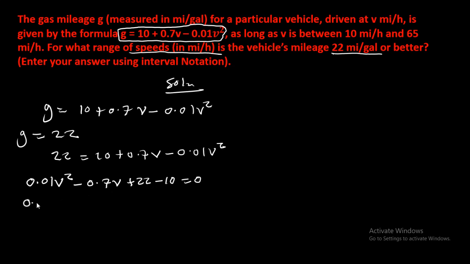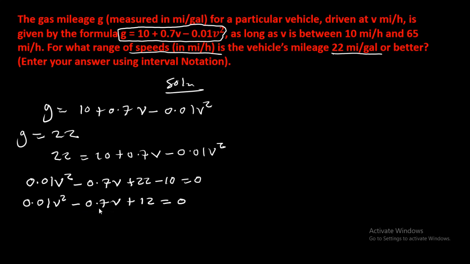This will be 0.01v squared minus 0.7v plus 12 is equal to 0. When you do that, the next thing we can think about is how we can factorize this equation.